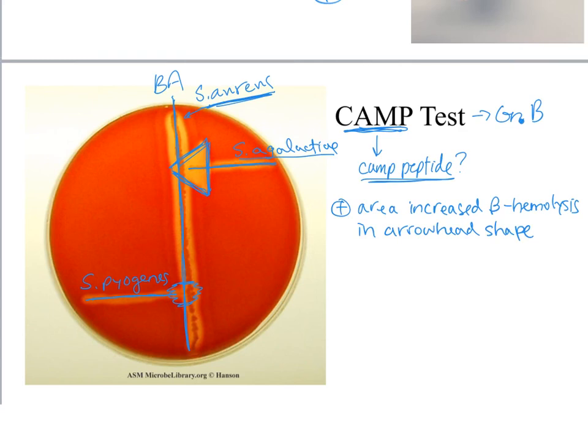Okay, if you want to inoculate a CAMP test, you're welcome to do that, and you're welcome to do it later on for your unknown if you like, but that won't be required of you.